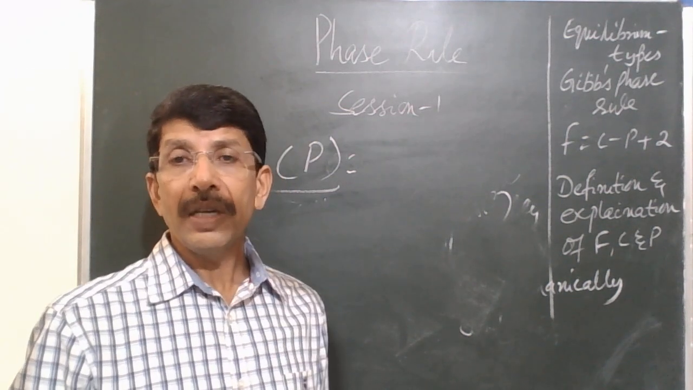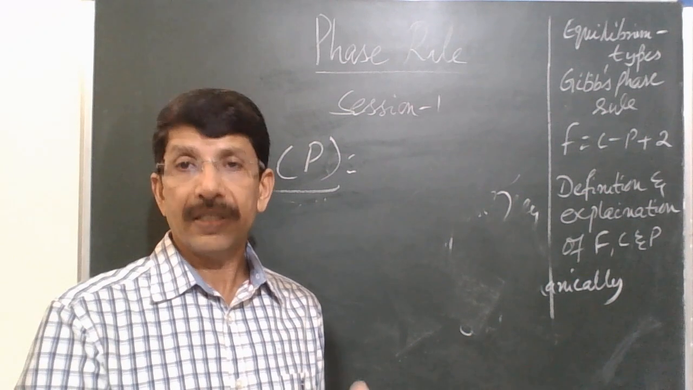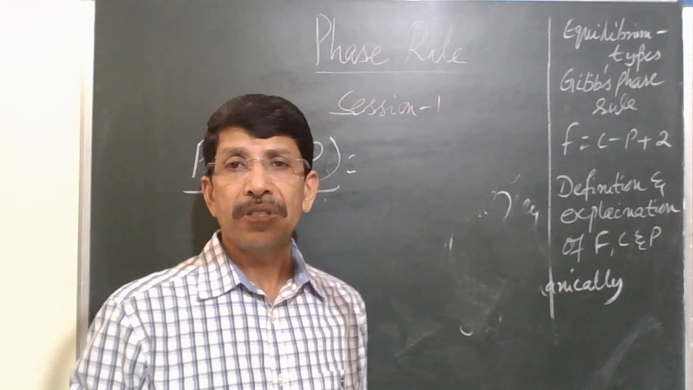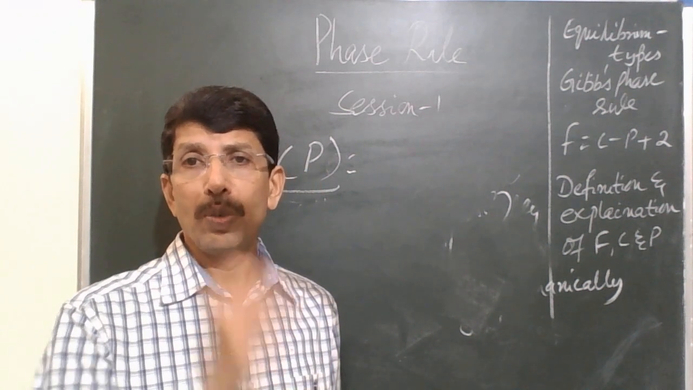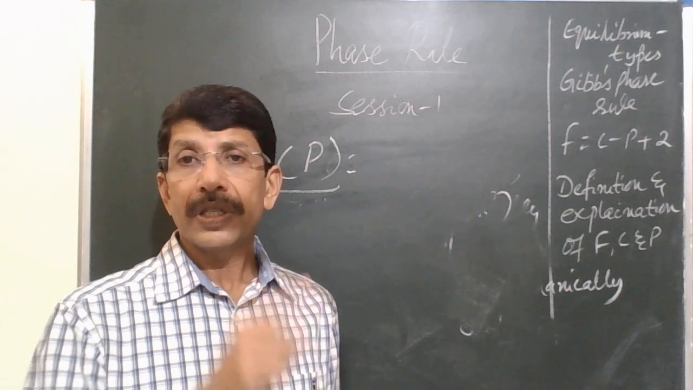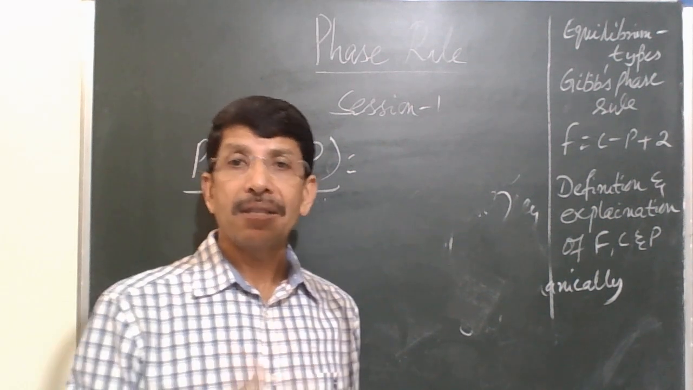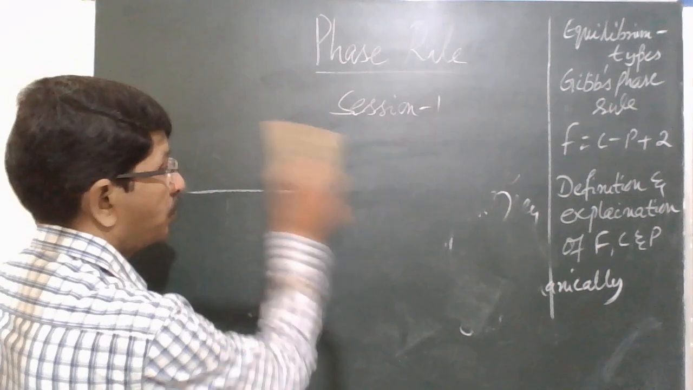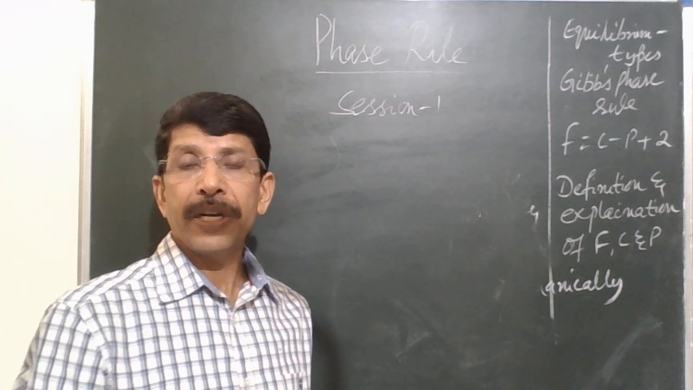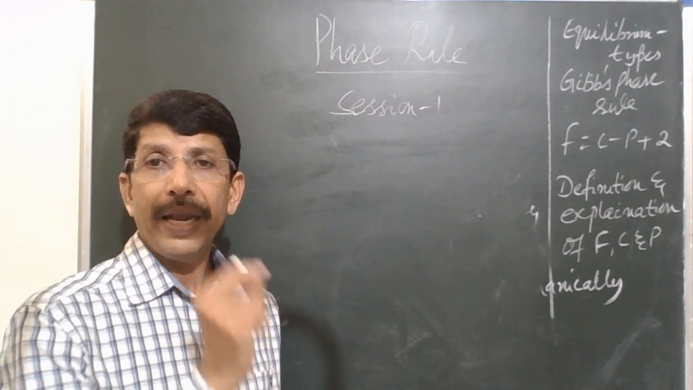It's a homogeneous and physically distinct part of a heterogeneous system. Homogeneous and physically distinct part of a system, bounded by a surface and mechanically separable from other parts of the system. That is the phase. I think with this explanation, you should be able to have a clear idea regarding what is meant by a phase.